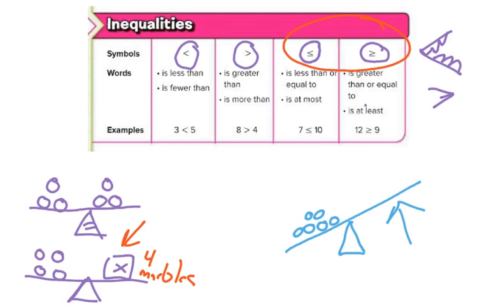Well, there are a number of possibilities. I could have 1 marble on this side. I could have 2, 3, 4, or 5 marbles. But I could not have 6 marbles, because in that case, this balance would then be equal. So the biggest difference between an equation and an inequality is that equations only have one solution, whereas an inequality can have many solutions.